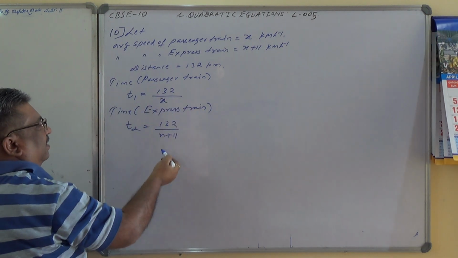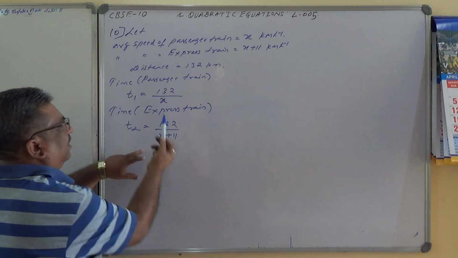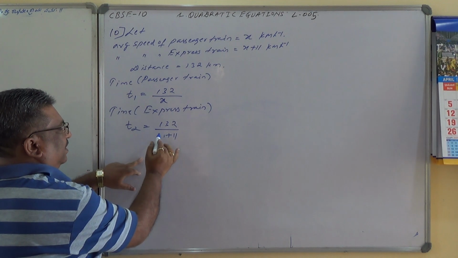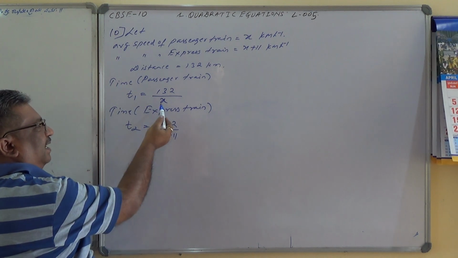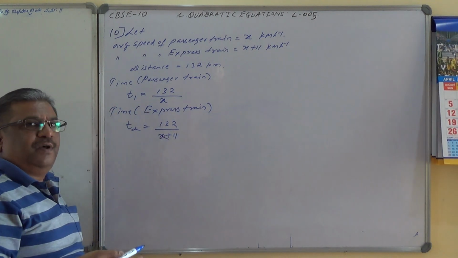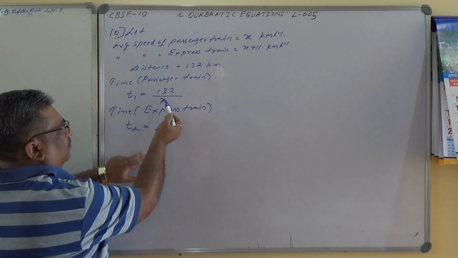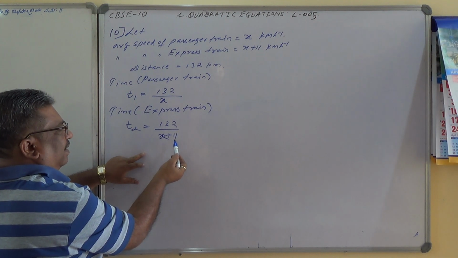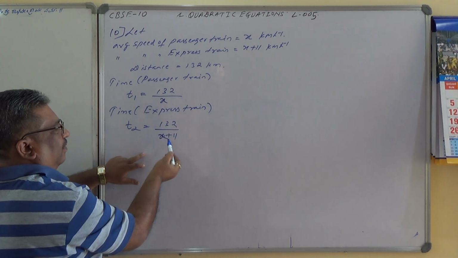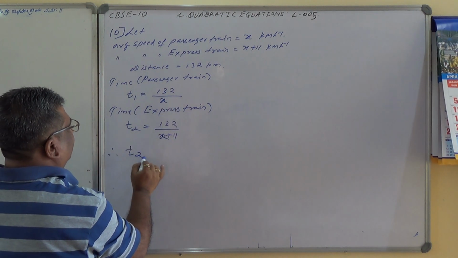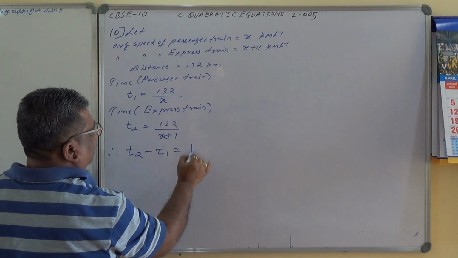Which is greater? Please remember this is x here. If I take x equal to 10 randomly, you can pick any value just to understand whether T1 or T2 is greater. Here it is 10, and here 10 plus 11, 21. This is smaller, this is bigger.